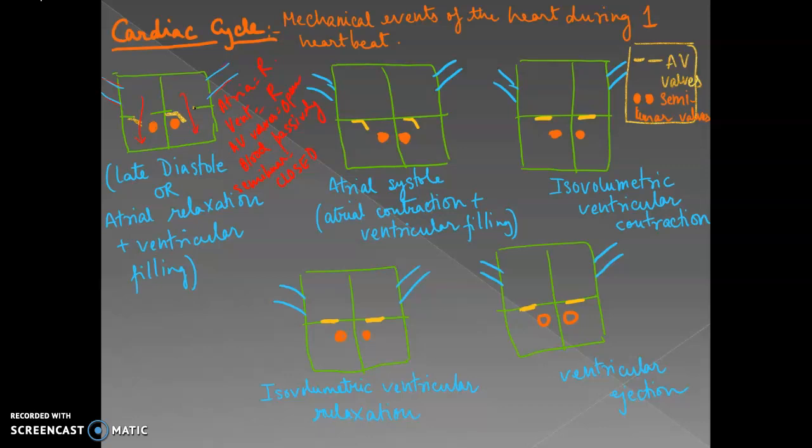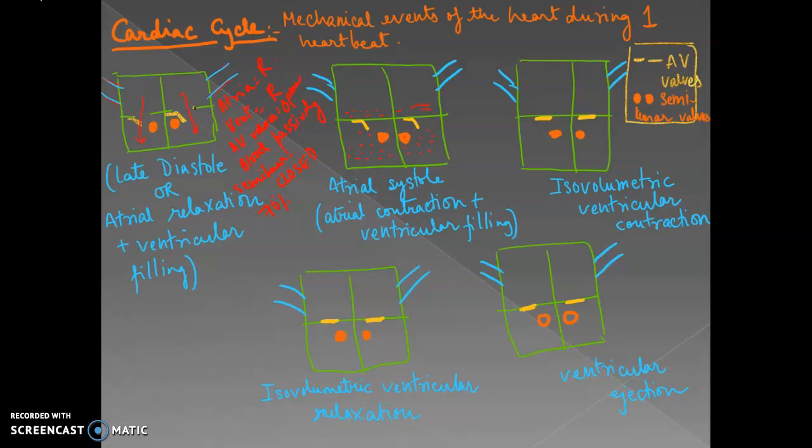Now, I want you to know one thing. 70% of the blood flows from the atria into the ventricles during late diastole, where both the atria and the ventricles are relaxing. So 70% of blood flows passively from the upper two chambers to the lower two chambers by atrial relaxation and ventricular filling. Next, now 70% of the blood has already moved into the ventricles, right? We have only very little blood left in the atria at this point.